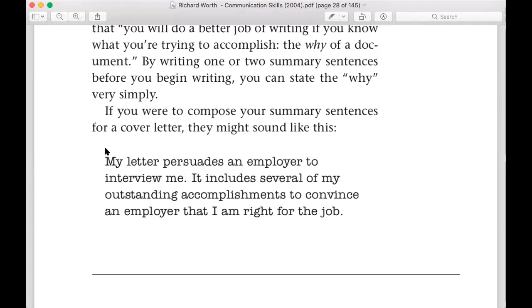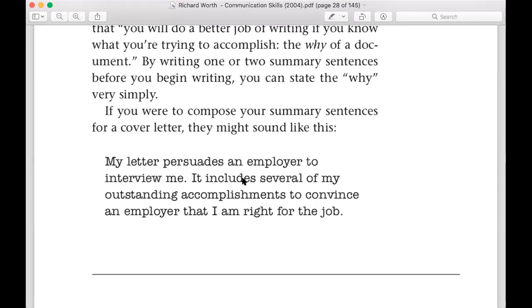As for here, given in the example, my letter persuades an employer to interview me. It includes several of my outstanding accomplishments to convince an employer that I am right for the job. Okay, so this is the purpose, and this is what he's going to include in the cover letter. Okay, we're going to do this in detail.